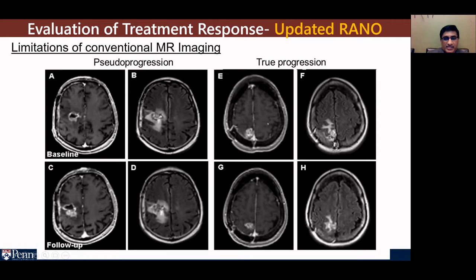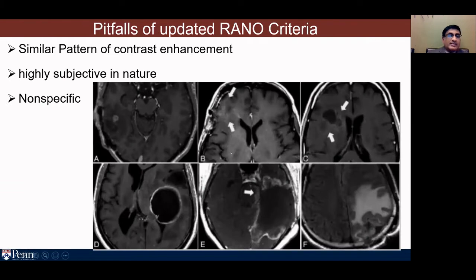And this is the case of TP. As you can see, these are again the images at the baseline, and these are the images at the follow-up. In this case, you can see there's a decrease in the volume of the contrast enhancement, and there's a decrease in the vasogenic edema. So there's a decrease in the volume, a decrease in the vasogenic edema, but still this is a case of TP, which we determined after looking at the pathological examination. So that's why conventional MR imaging is not reliable in determining the final diagnosis, whether the particular lesion is true progression or pseudoprogression. And then there are other pitfalls associated with the RANO criteria.